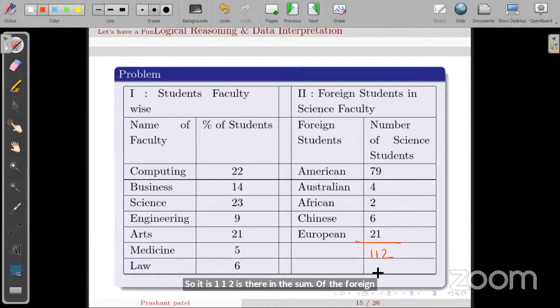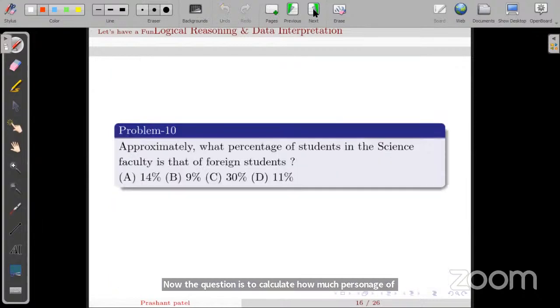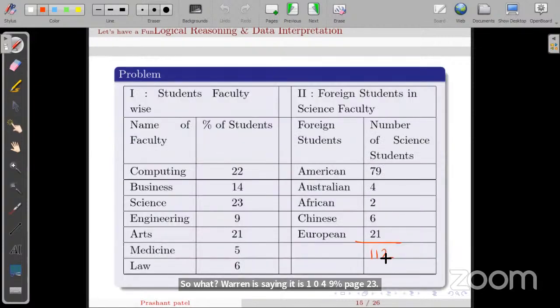Okay, so those studying in the science faculty. Now the question is to calculate what percentage of the total this is, because the question is saying: approximately what percent of students in science is this? So what Varun is saying is 1049 percentage 23. No, 23. So this 23 is the total students in science.